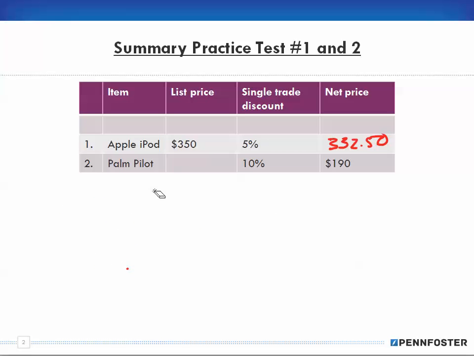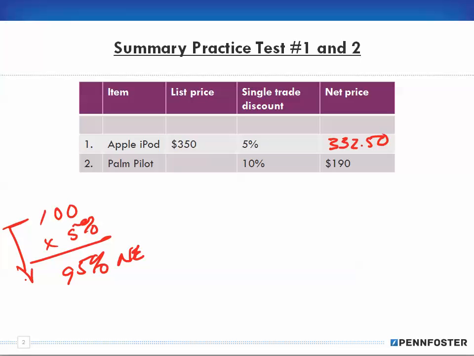All right. The Palm Pilot. A trade discount of 10%, and we know our net price. Okay, well, I'm jumping into concept here. So if I had 100% and I'm going to multiply by the discount amount of 5%, I end up with 95% as my net. Okay, since I'm starting up here at the list and I'm going towards the net price, okay, I'm multiplying by 5%.